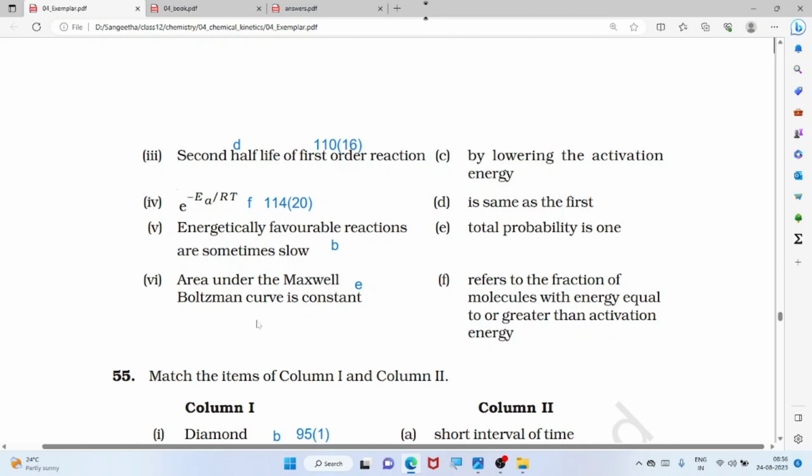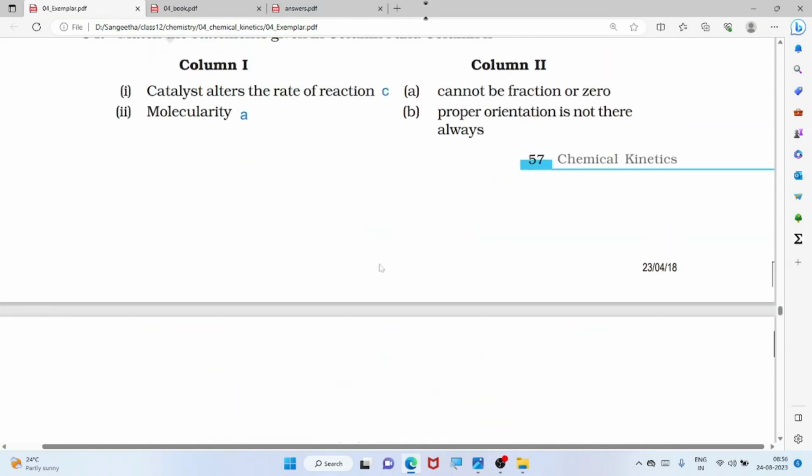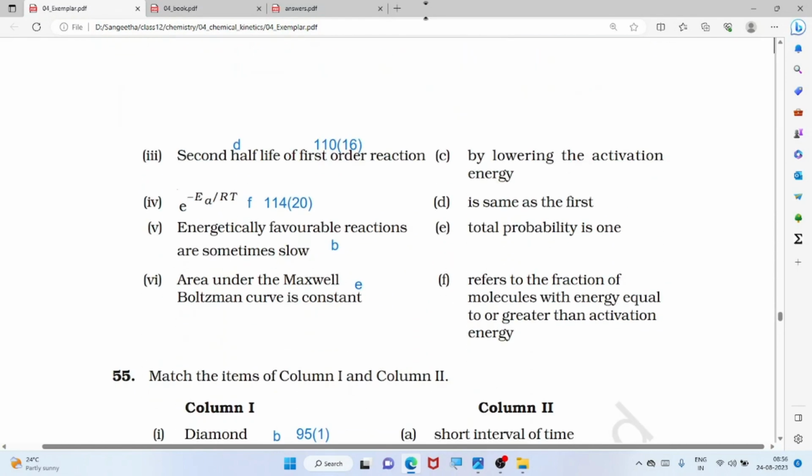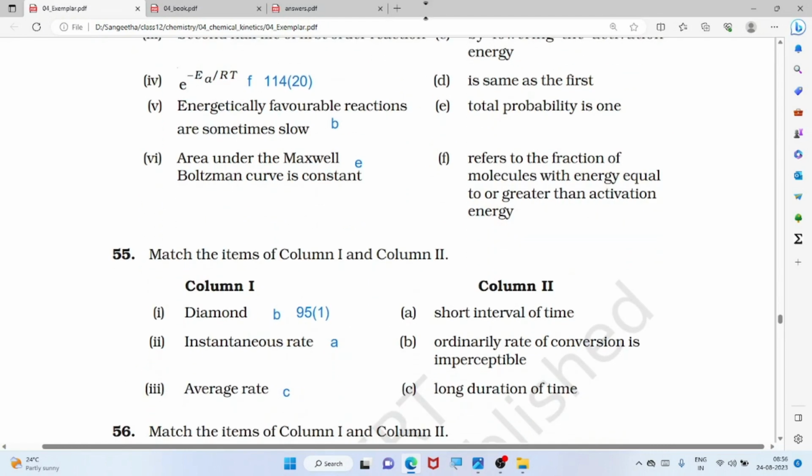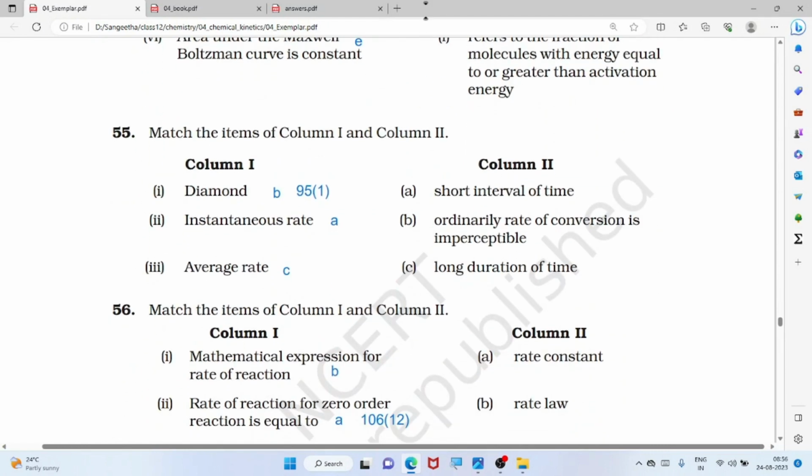Energetically favorable reactants are sometimes slow. Proper orientation is not there always. Area under the Maxwell-Boltzmann curve is constant. So that means that the total probability is 1. That is why the area under the curve is constant.